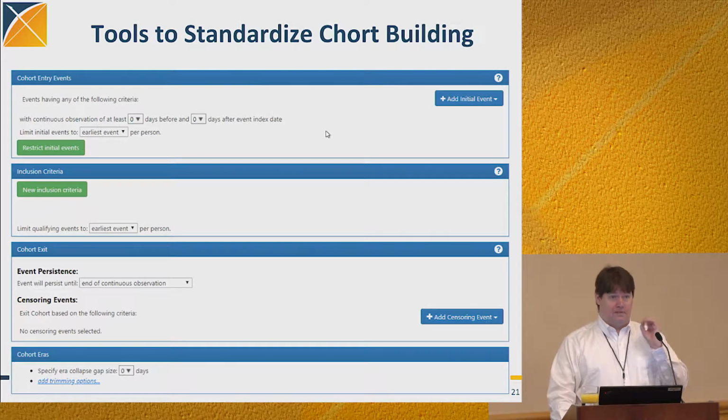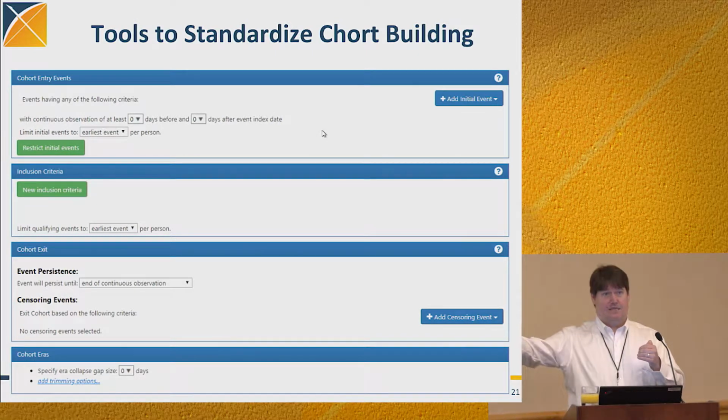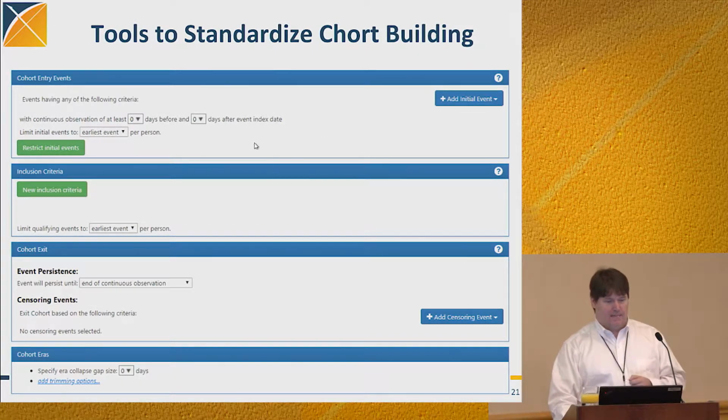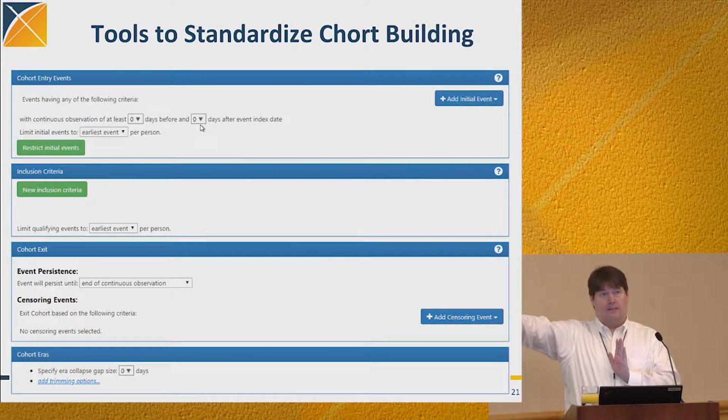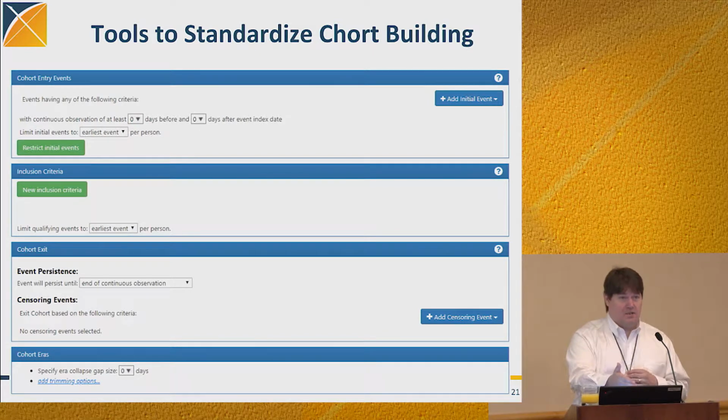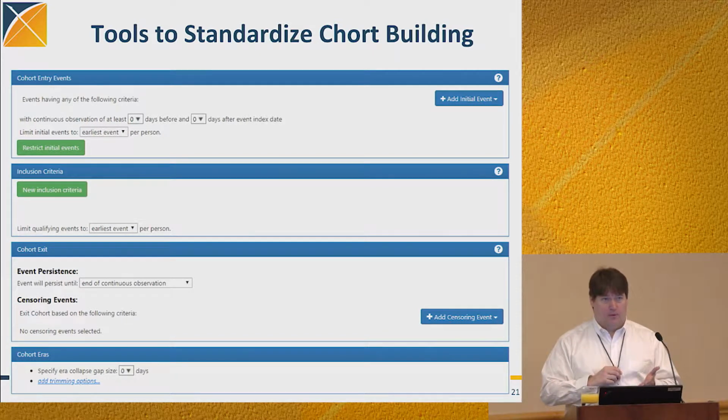If you want to enforce that they had to exist for at least 30 days, then you would specify this value right here saying, after that event, they have to have a year of follow-up. That's what this would do. Would that be appropriate for the use of the cohort that you want?